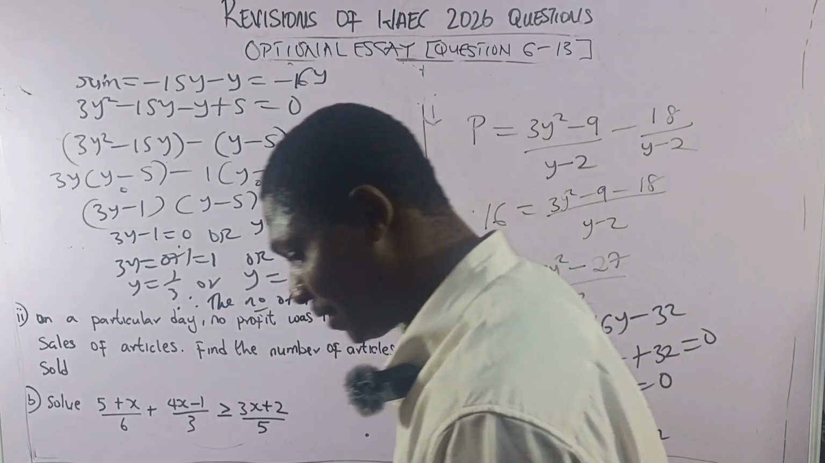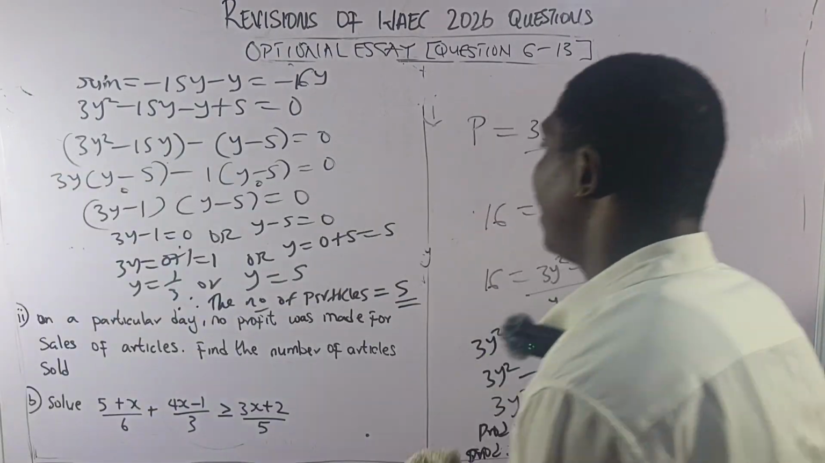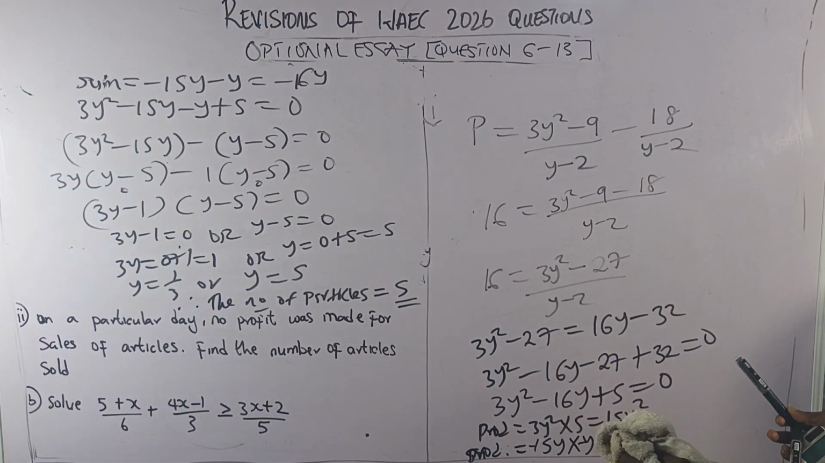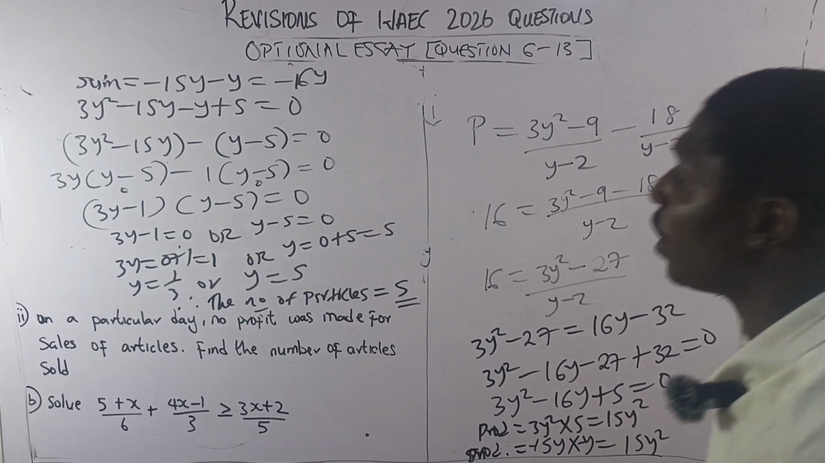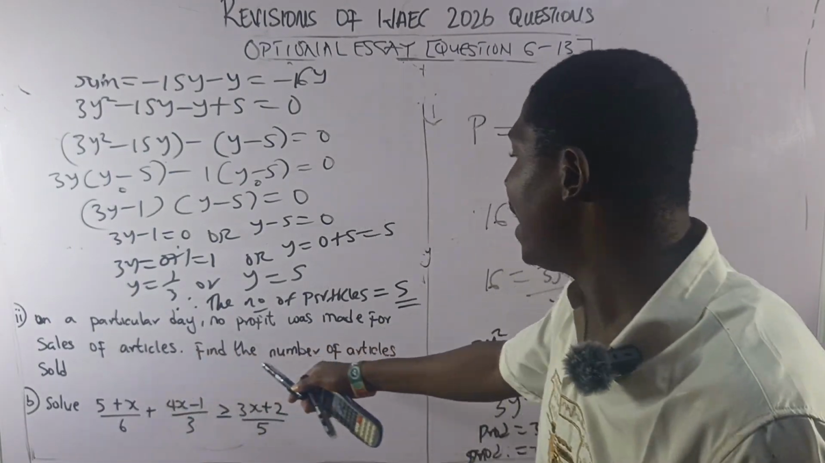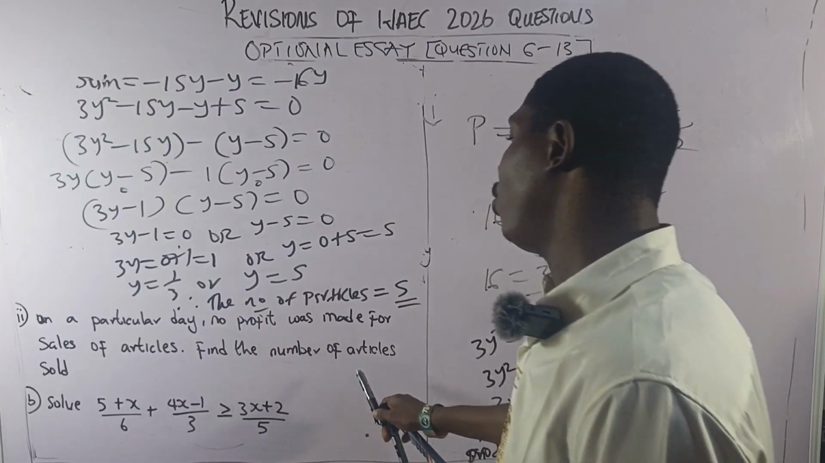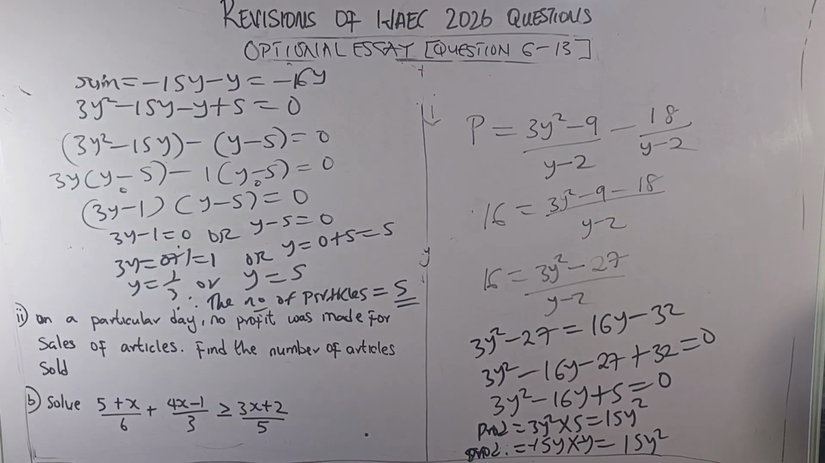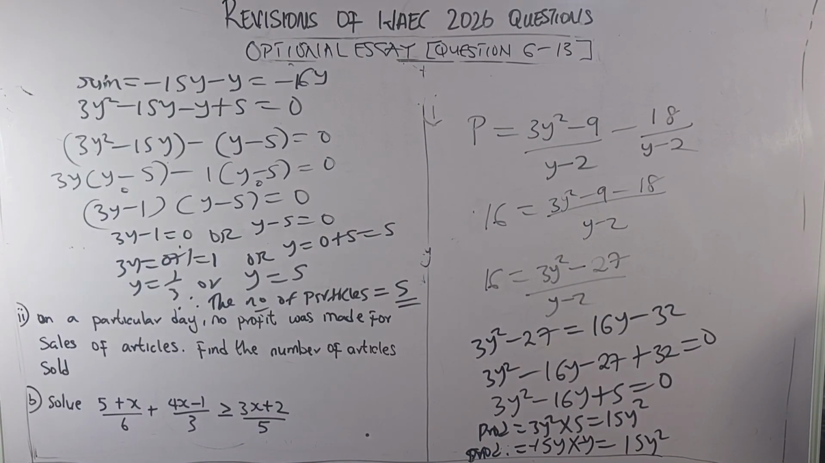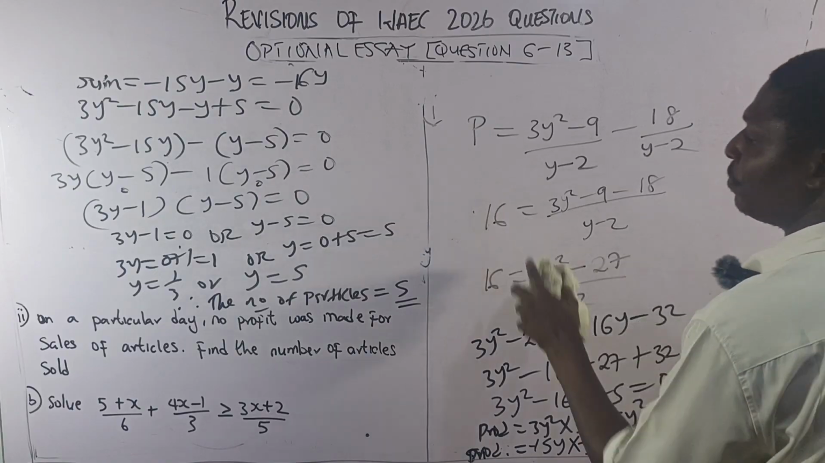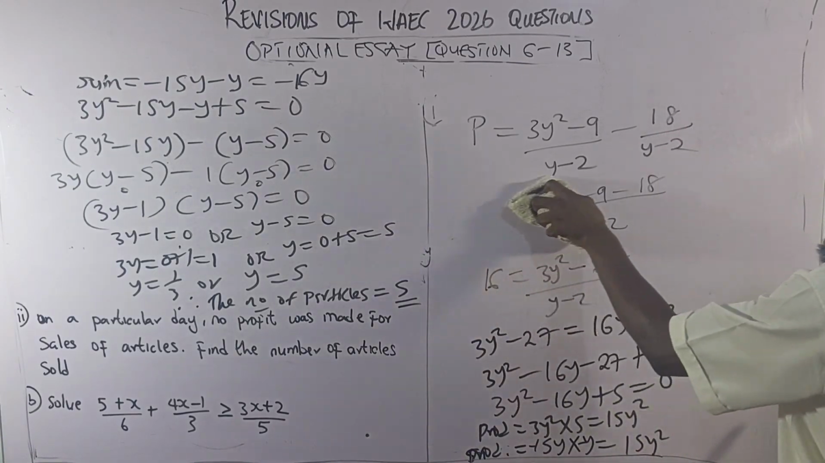Now our B part, we have to be careful. It says on a particular day no profit was made for the sales of articles. Find the number of articles sold. So since no profit was made, our P this time will be equal to 0, meaning 0 profit.